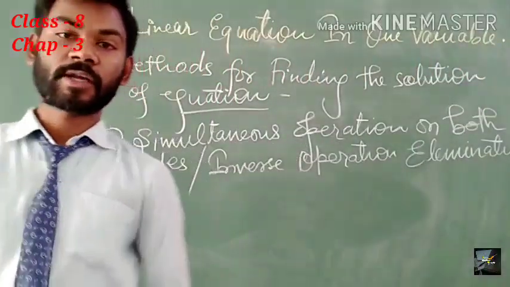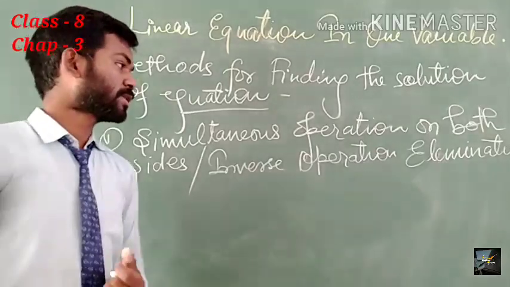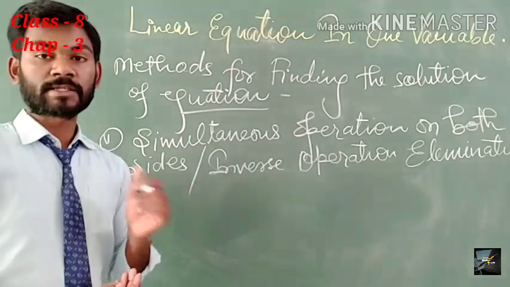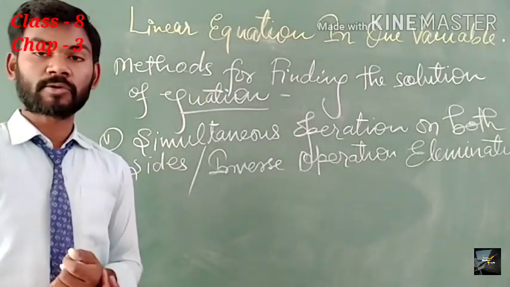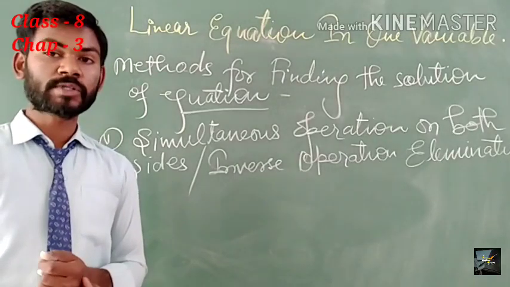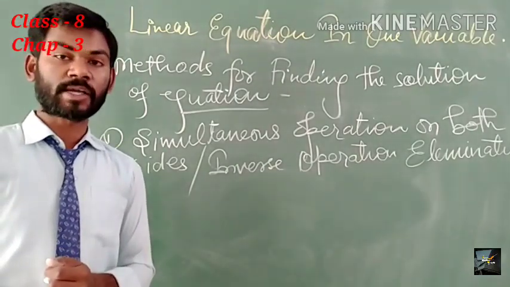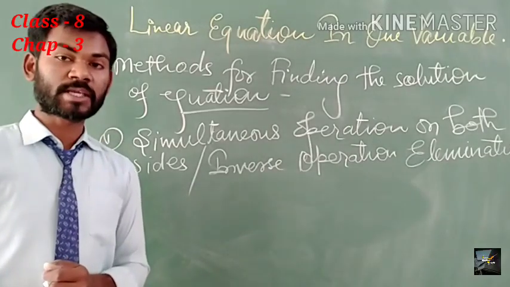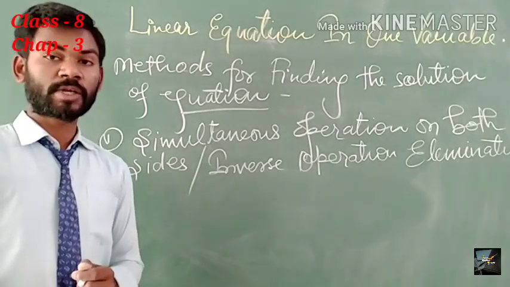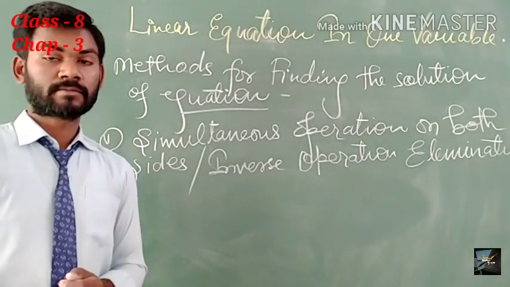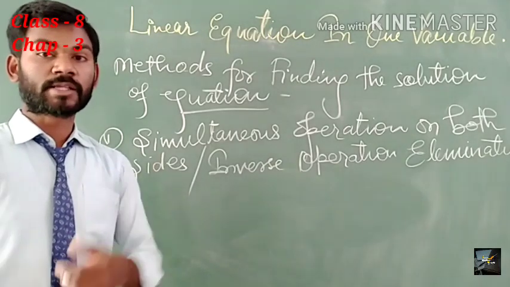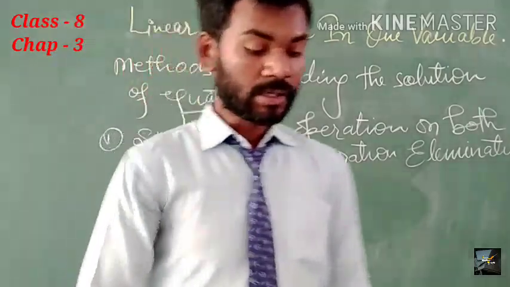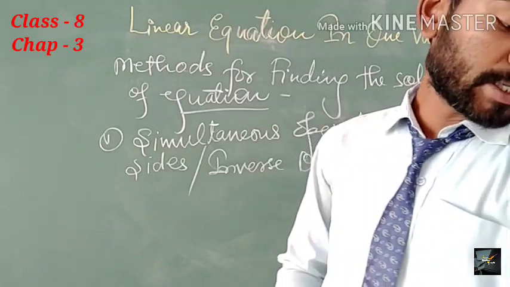Inverse operation for elimination. The simultaneous operation method on both sides we have discussed in the previous class. In this method, we carried out the same operation on both sides in order to separate the variable from the constant. And at last, by continuing the same process, we get the numerical value of x, that is the variable for which the left hand side becomes equal to the right hand side. Okay, so let us see the method using an example.